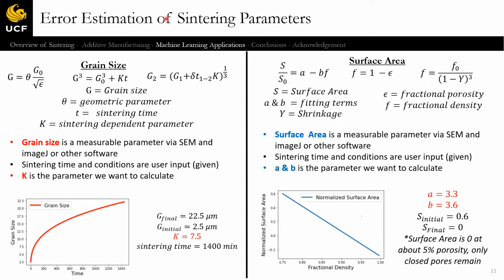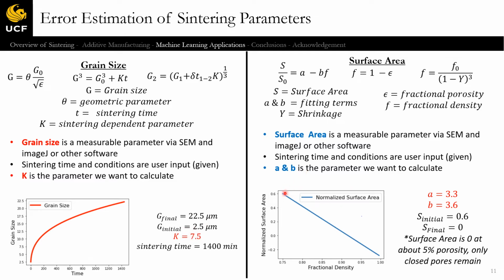We have the error estimation of sintering parameters. Here we have the equations for grain size, and here we have the equations for surface area. Again, the grain size equation is cubic in nature and can be discretized using this version of it. The properties that we found experimentally were used to get this plot and to obtain the value for K, which is the sintering dependent parameter. Here we have sintering time, which was a total of 24 hours, versus grain size. The final grain size was 22.5 microns, initial 2.5. That gives a value of K equals 7.5.